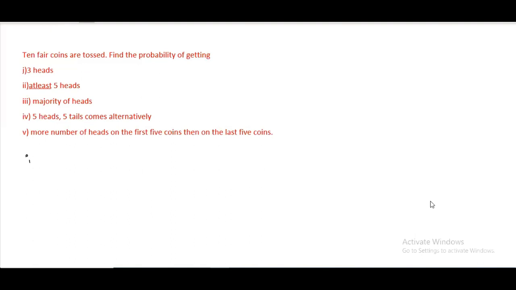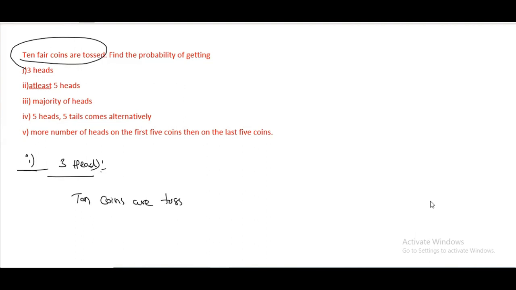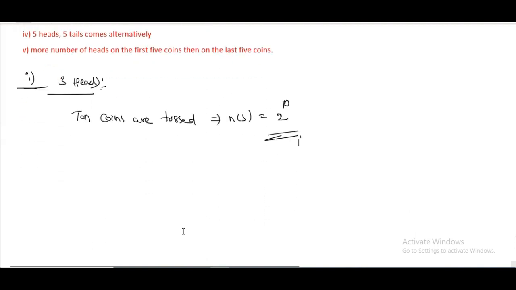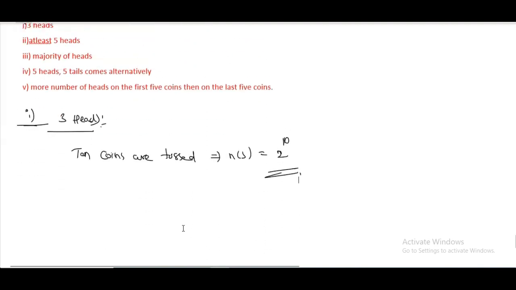So let's see the first one. How will we get 3 heads? First of all, how many coins are tossed? 10 coins are tossed. That means our sample space will be 2 power 10. So here, how will we get the 3 heads?